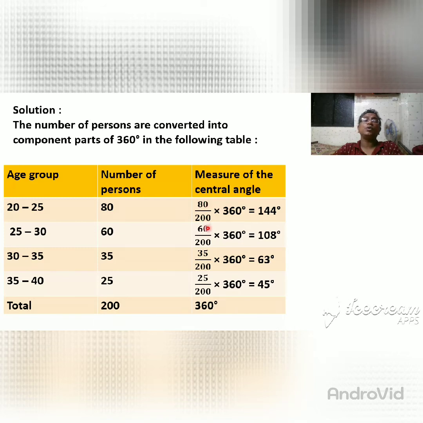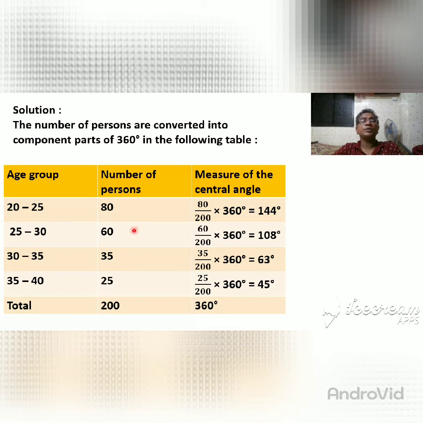So 80 upon 200 into 360 degrees. This 0 cancels, then this 0 cancels. 2 is divided into 8, so 2 fours are 8. 4 sixes are 24, so 4, 2 carry. Then 4 threes are 12, 12 plus 2 is 14. So 144 degrees. Okay, do you understand how I solve it?